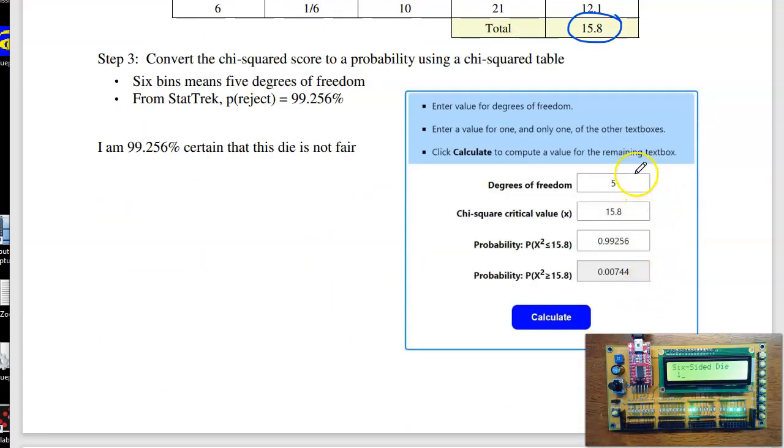To convert that to a probability, throw that in a chi-squared table. 5 degrees of freedom, meaning 6 bins. Chi-squared critical value is 15.8. Probability is 0.992. So I can be 99.2% certain that this is a loaded die.